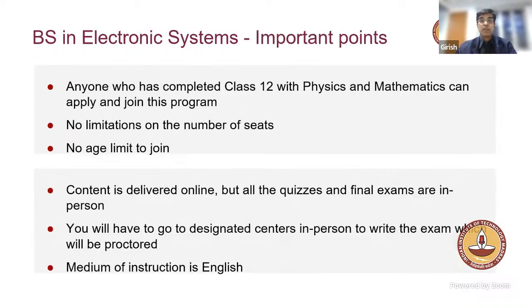Some important points about the program: as I already mentioned, this is a program meant for anyone who has completed class 12 with physics and mathematics. There is no limitation on the number of seats. There's no limit when it comes to age. Candidates of any age can apply and join this program. Coming to the content part, the content is delivered online, but the quizzes and the final exams are conducted at designated exam centers. You have to go there, and it will be a proctored exam. The medium of instruction will be English for this particular program.